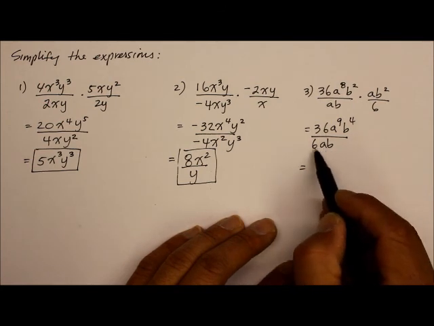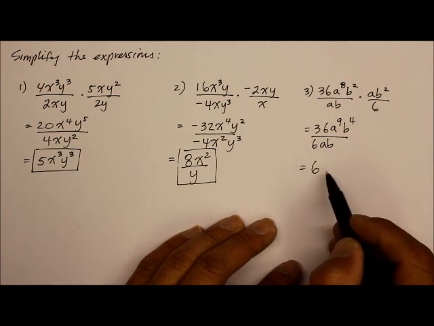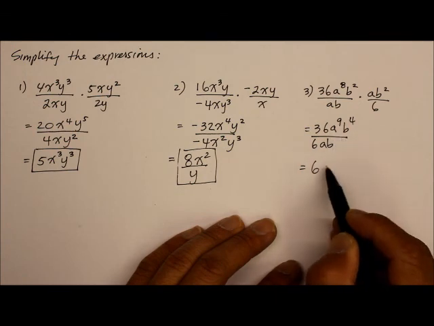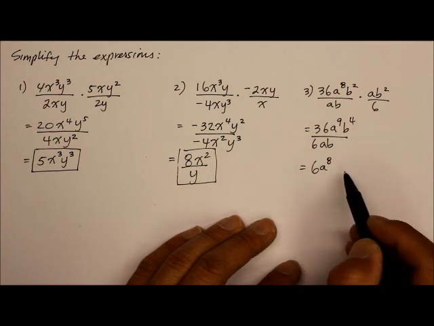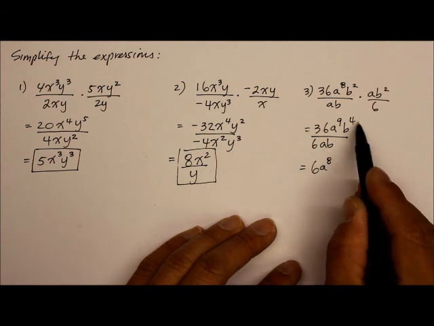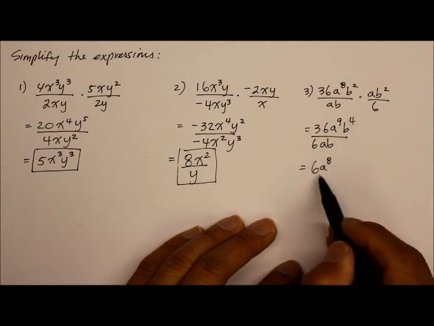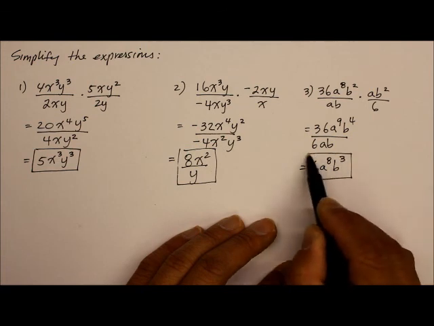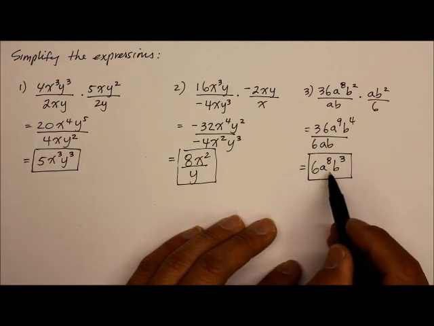Now 36 divided by 6 is simply 6. A to the first is smaller than a to the 9, so we go up and subtract 9 minus 1 is a to the 8. B to the 1 is smaller, so it goes up. B to the 4 minus 1 is b to the 3. And there you have it, using all the properties of exponents.